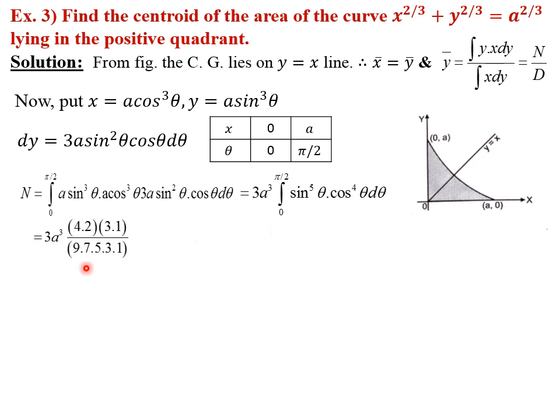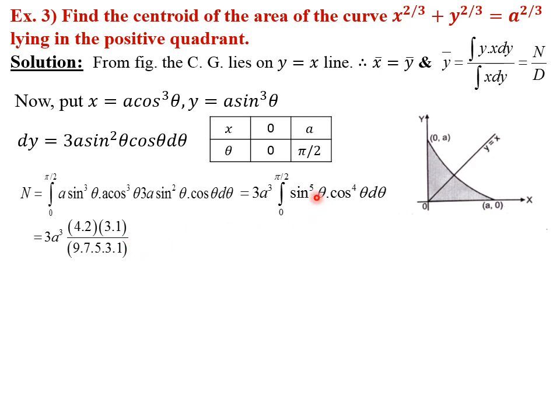So let us apply the reduction formula. Then we are getting 3a cube as it is, into bracket 5 minus 1, that is 4, into 2, into second bracket 4 minus 1, that is 3, into 1, whole divided by 5 plus 4, that is 9 into 7 into 5 into 3 into 1, into multiplier.